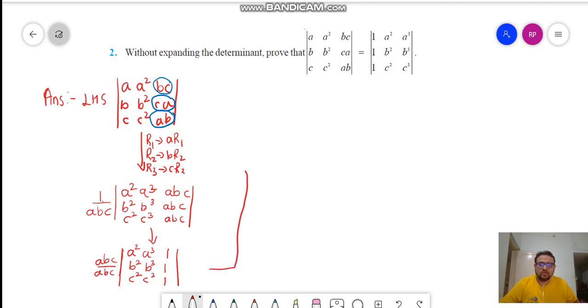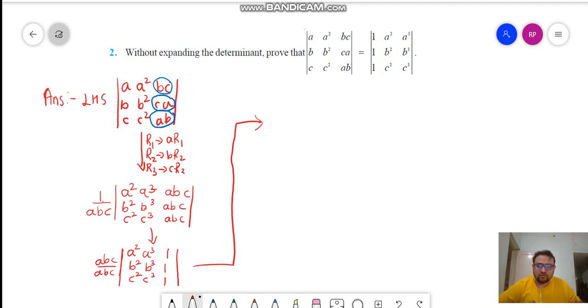Okay, I will take it here now. Now see here, when I look at RHS, it includes 1, 1, 1 in the first column. Here we are having it in the third column. We are having a square, b square, c square in the second column. Here we are having it in the first column. And again, a cube, b cube, c cube in RHS we are having in the third column, and here we are having it in the second column. So now it's only the matter of changing the columns.